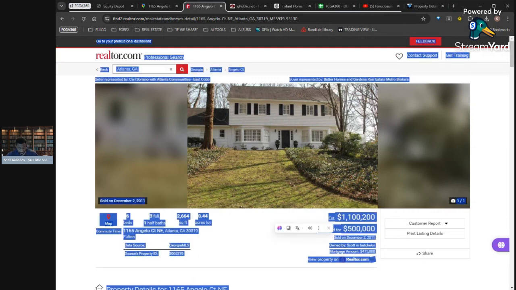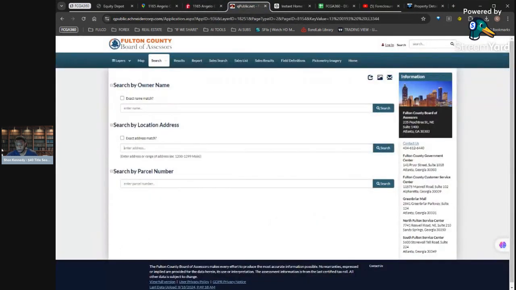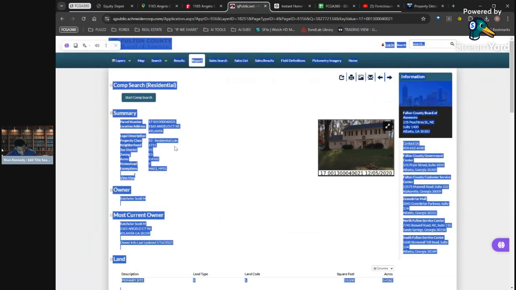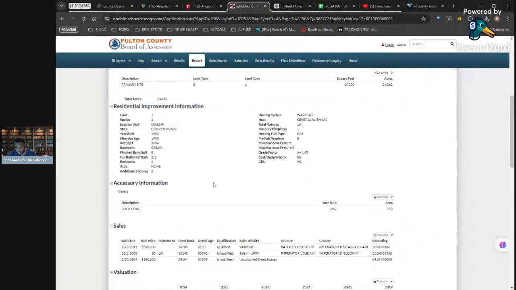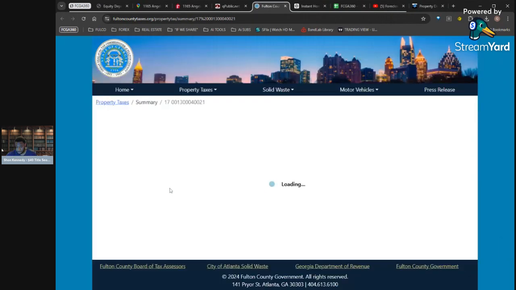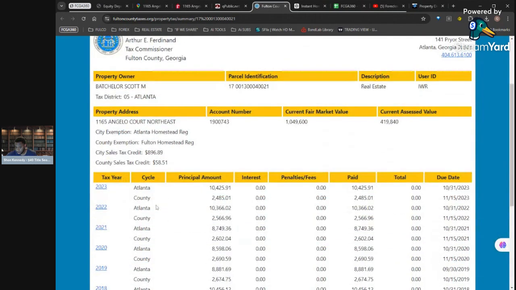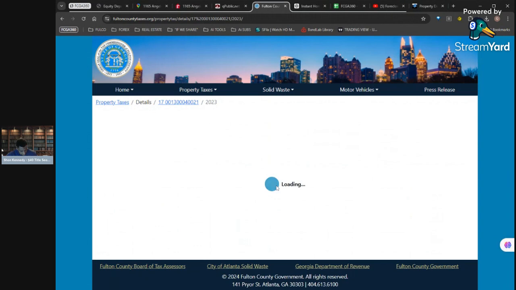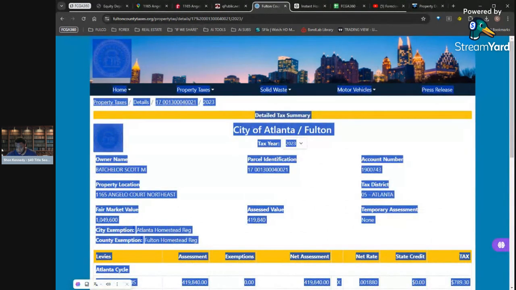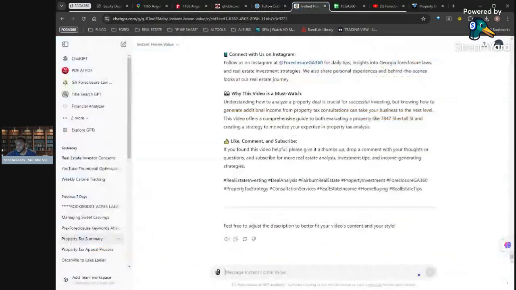Go ahead and copy all this information. We're gonna go to the assessor site, copy all of that information, come down, get our tax bill information. Obviously it says it's paid off, but I want the assessed value.